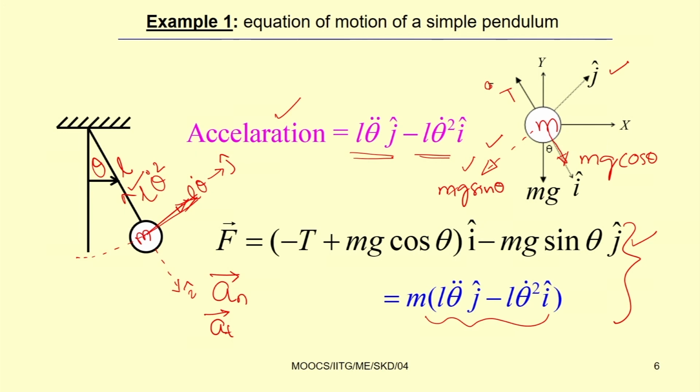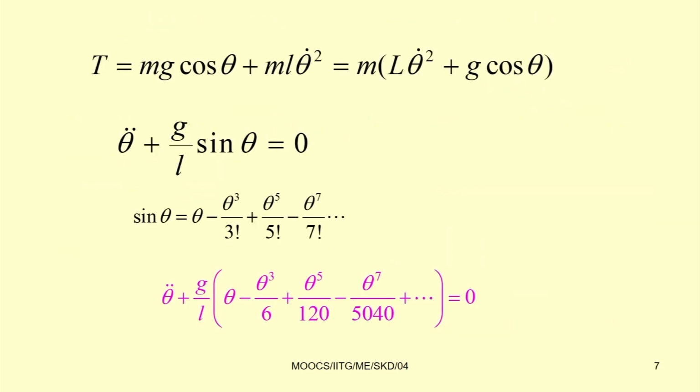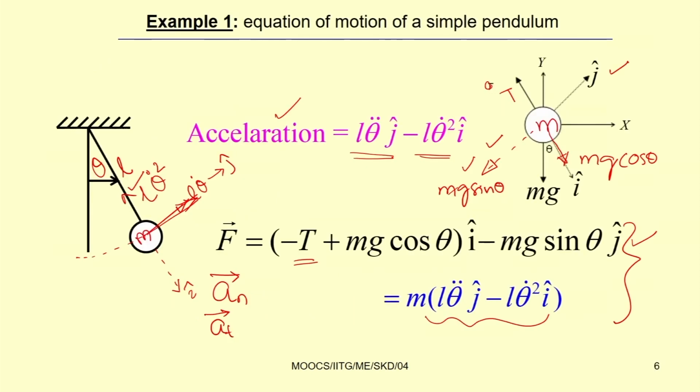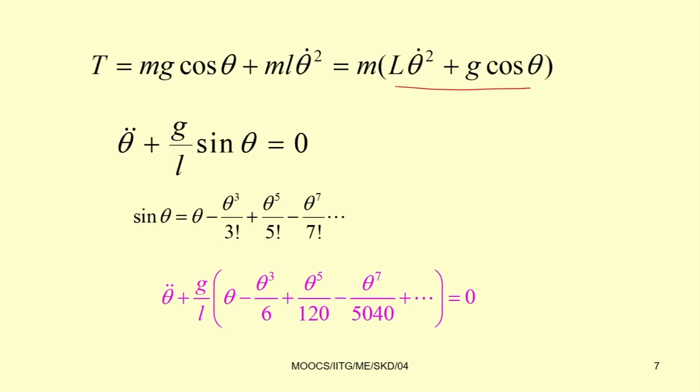Now, equating the i component and j component, we can get the tension in the string and also the resulting equation of motion. We will get T equal to mg cos theta plus m L theta dot square, or taking m common, m times L theta dot square plus g cos theta. Taking the j component, minus mg sin theta equals m L theta double dot, or theta double dot plus g by L sin theta equals 0. Already in the introductory class I have expanded this sin theta.